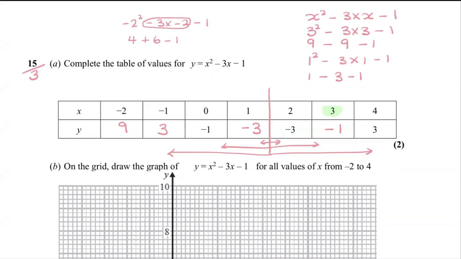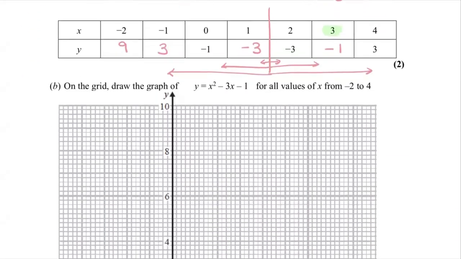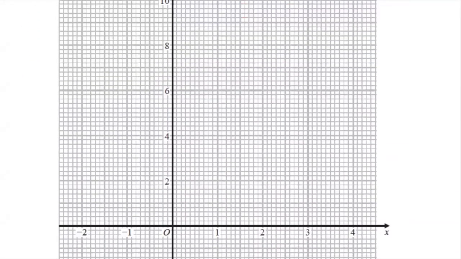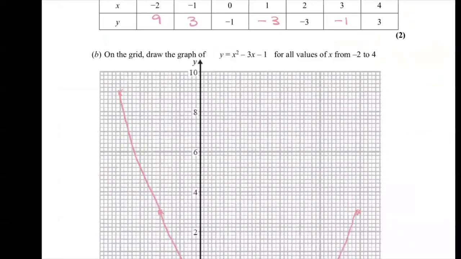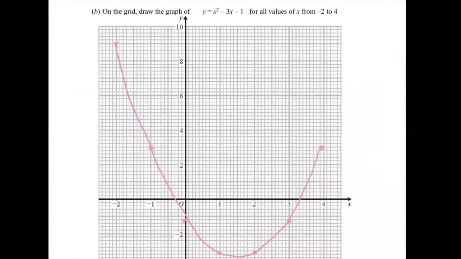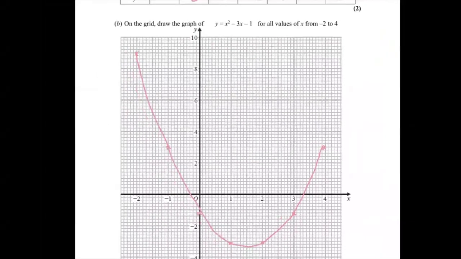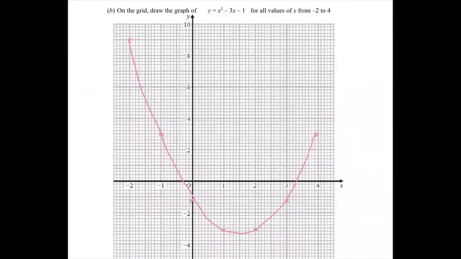We are then going to plot the coordinates. So we've got 4, 3. We've got 3, minus 1. And we're just going to keep plotting, and then we're going to draw our curve. And your graph should look like this.